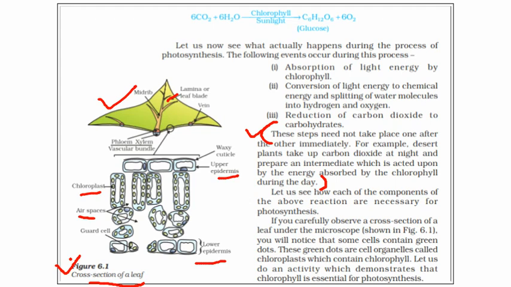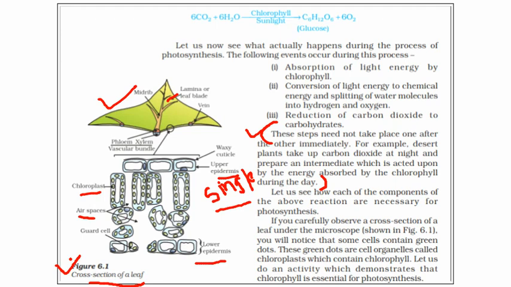Okay, and here what is the meaning of the upper and the lower epidermis? The upper epidermis is a single layer of cells containing few or more chloroplasts, and the lower epidermis refers to a single layer of cells on the lower surface of the leaf.